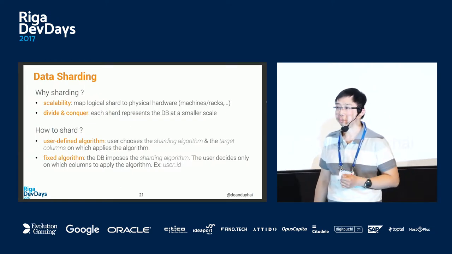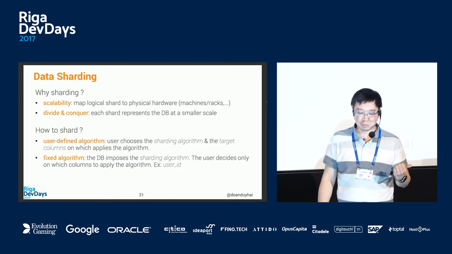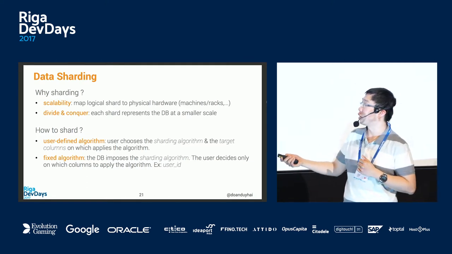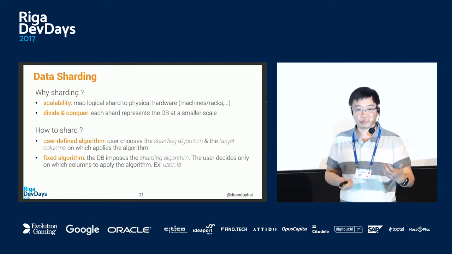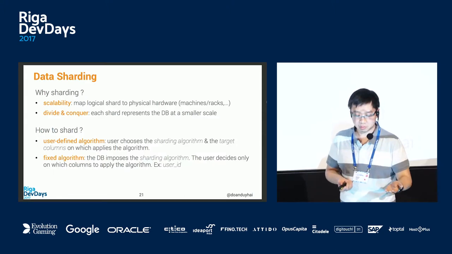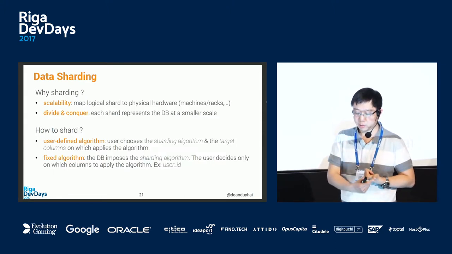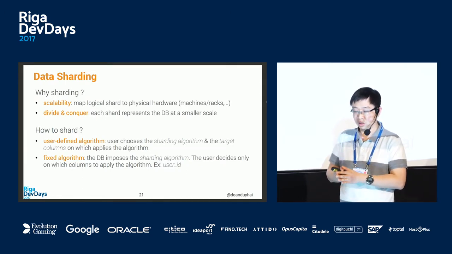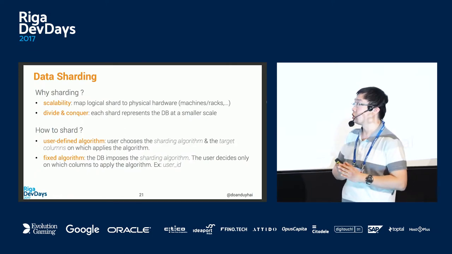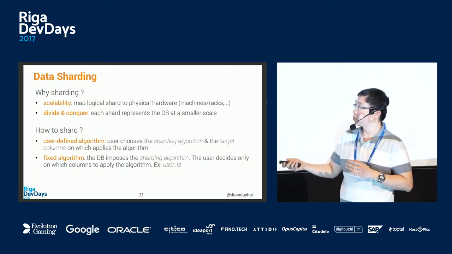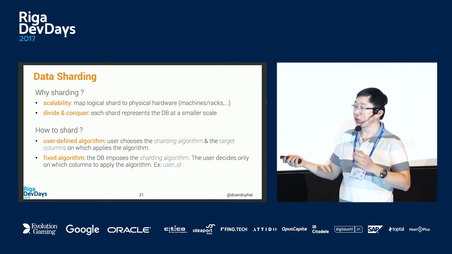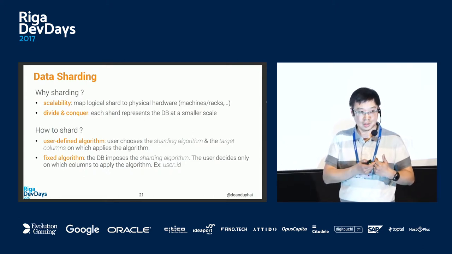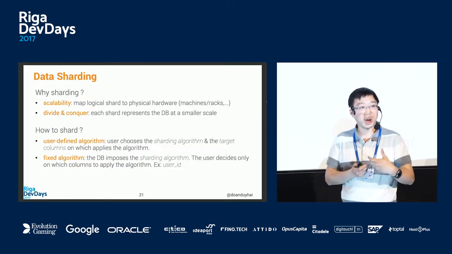So how to shard? Either you can provide a user-defined algorithm, so the user, the developer, chooses the sharding algorithm and the target columns on which you apply your sharding algorithm. The second choice is the database chooses a fixed algorithm for sharding, and the developer only chooses the column on which to apply this algorithm.